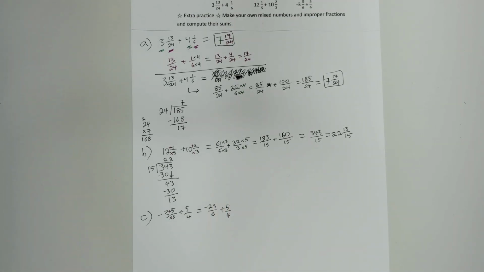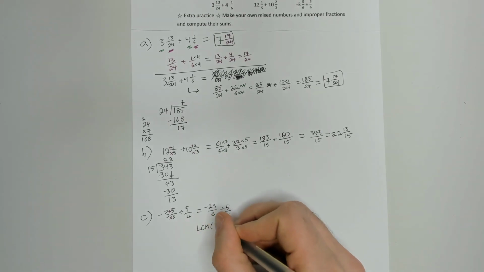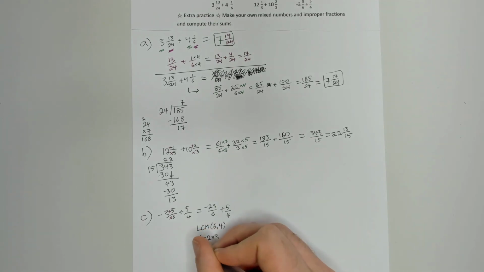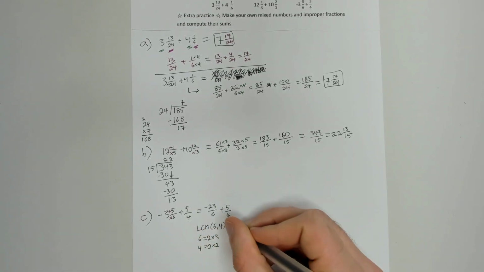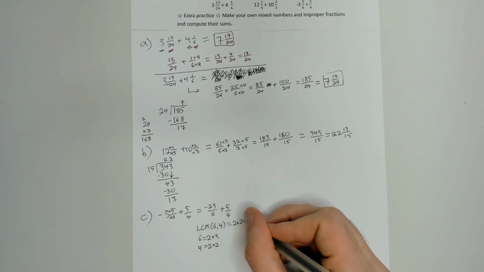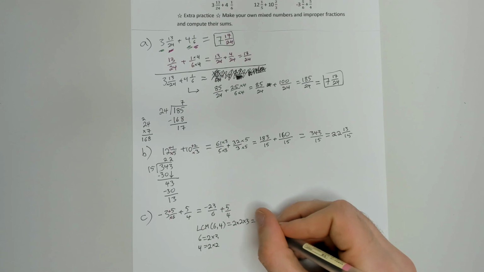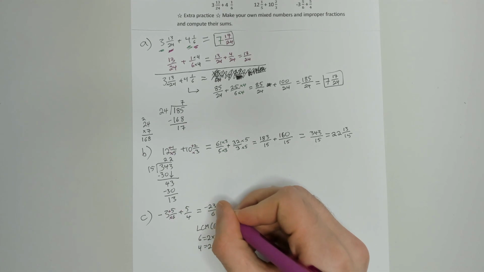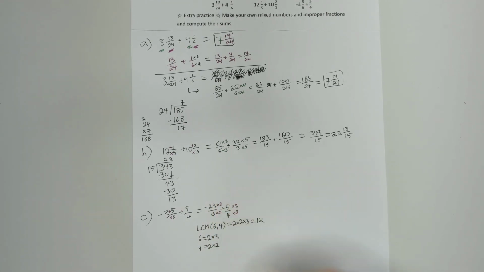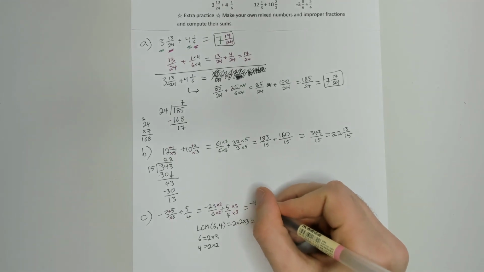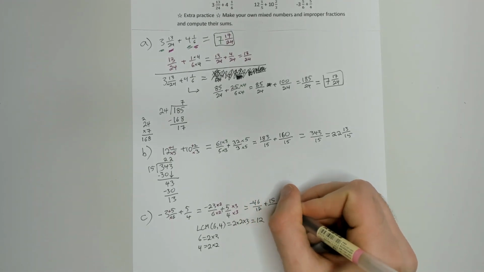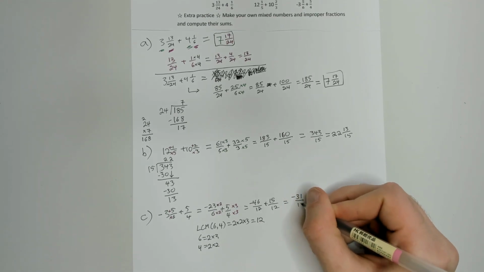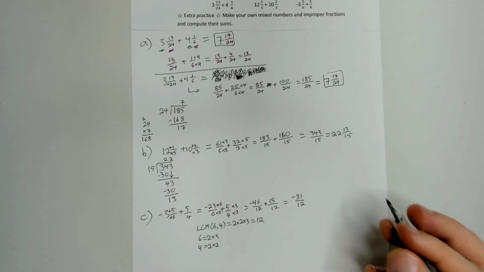Okay, so we need to make a common denominator. So the lowest common multiple of 6 and 4. What's that going to be? Well, 6, that is 2 times 3. And 4, that is 2 times 2. So the lowest common multiple will be 2 times 2 to cover the 4. And then we also need the 3 and the 6 to make that covered. So that's going to be 12. So our common denominator is going to be 12. So I'm going to multiply these each by 2. And I'm going to multiply these each by 3. And that is going to give us -46 over 12 plus 15 over 12, which is going to be, let's see, -31 over 12.